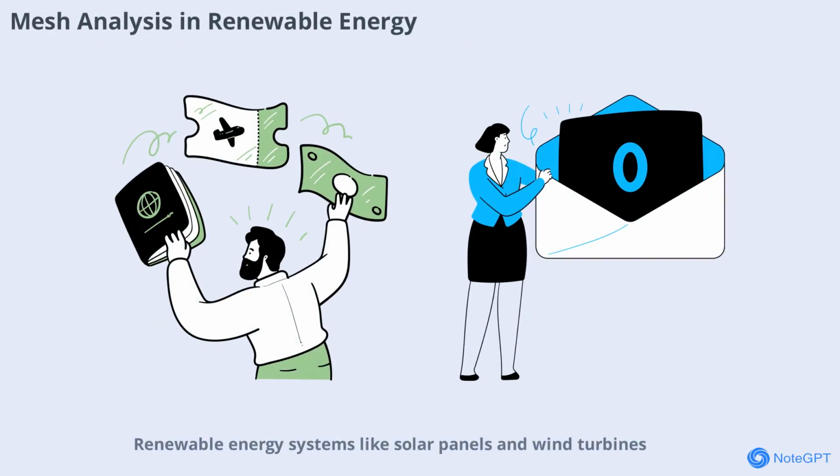Renewable energy systems like solar panels and wind turbines use mesh analysis to optimize power distribution and ensure efficient operation. By analyzing mesh currents, engineers can maximize energy output and maintain system stability.